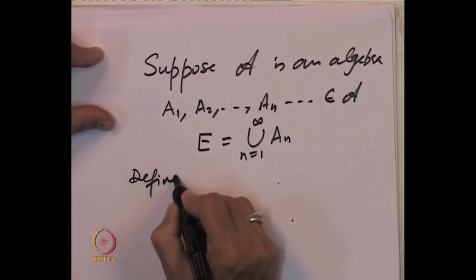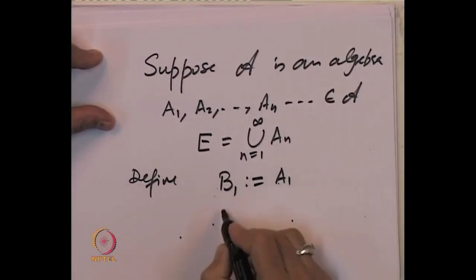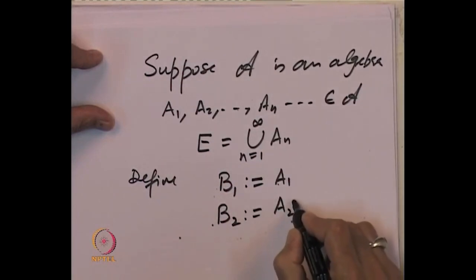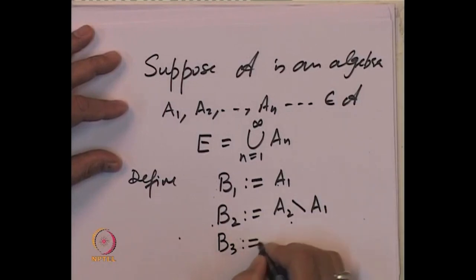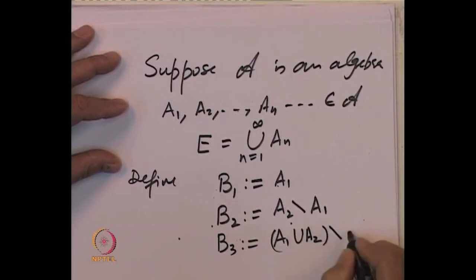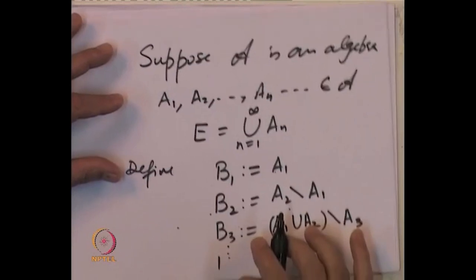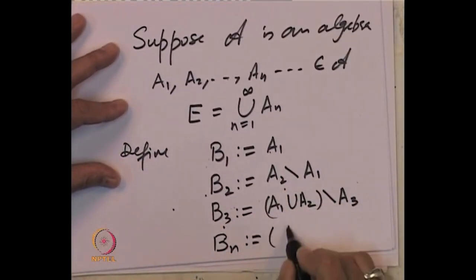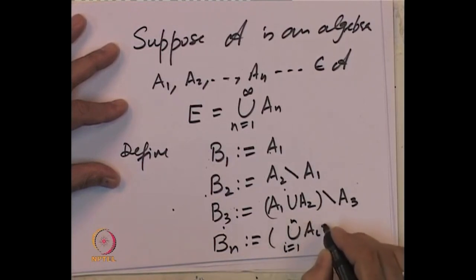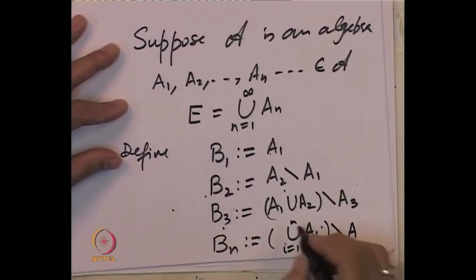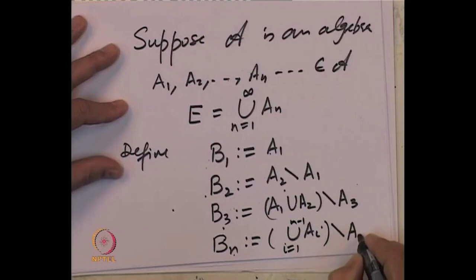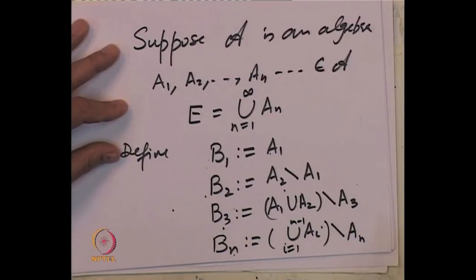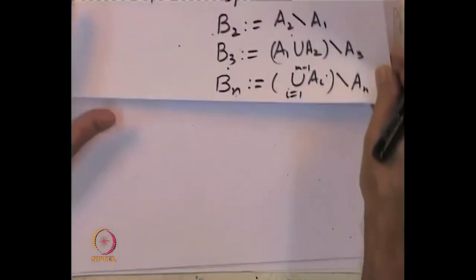Let us define B1 to be equal to A1 itself. Let us define B2 to be equal to A2 and remove from it the elements which are in A1. And similarly, let us define B3 to be A3 and remove from it the elements which are in A1 union A2, and so on. So, you will define Bn in general to be equal to An, and remove from it the union of Ai, i equal to 1 to n minus 1. So, we have generated a new sequence out of the given sequence.